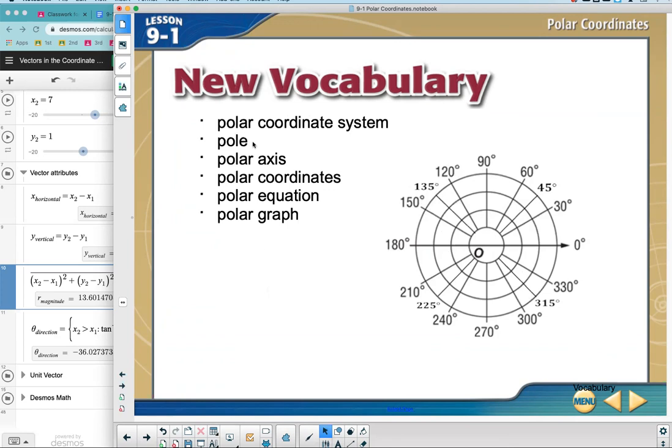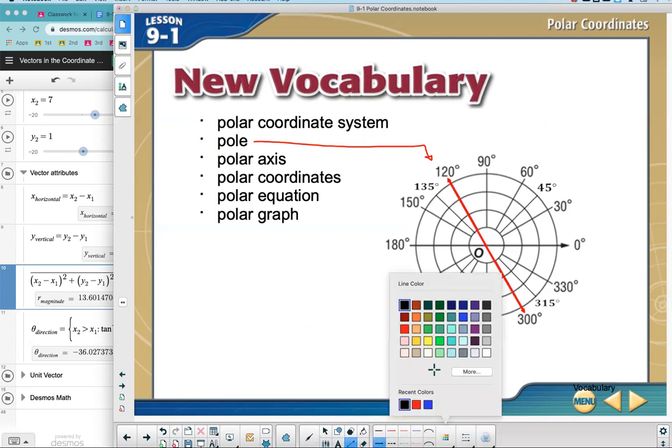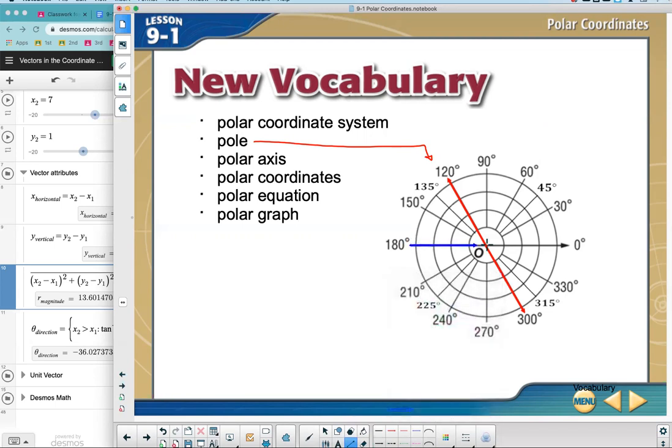A pole is like a straight line. So for example, here's the pole 120 degrees. It's that line all the way across. The pole 120 degrees would look like this, a line with arrows pointing both directions all the way across. That's a pole. The polar axis, let me switch colors. The polar axis is the pole that points at 0 degrees. That right there is the polar axis.